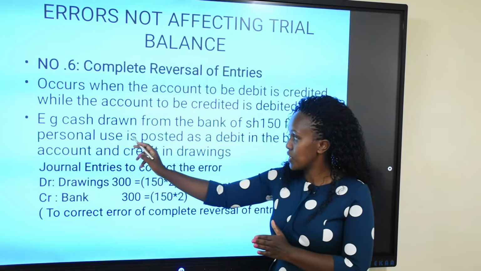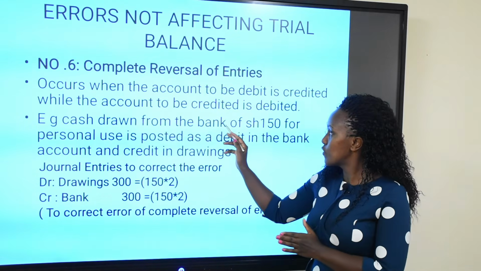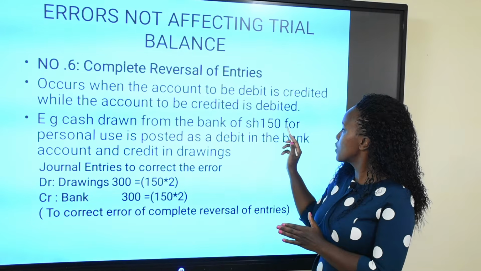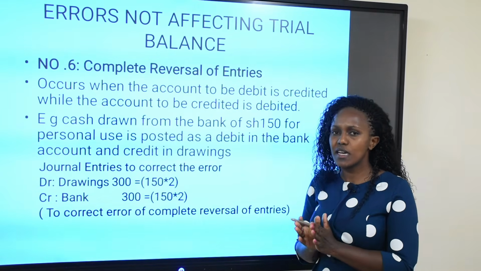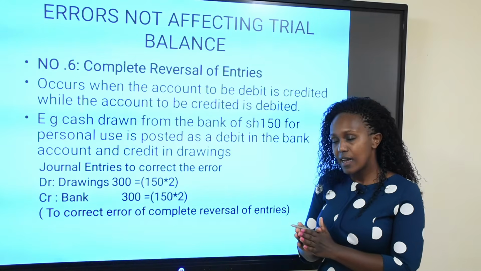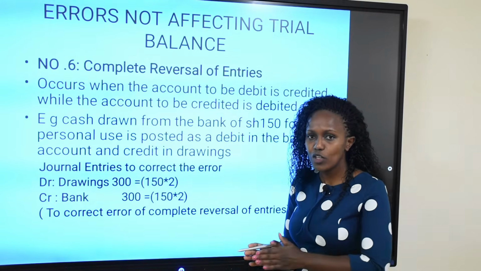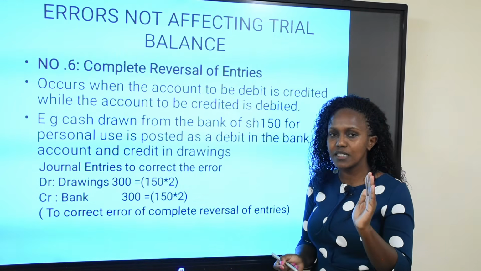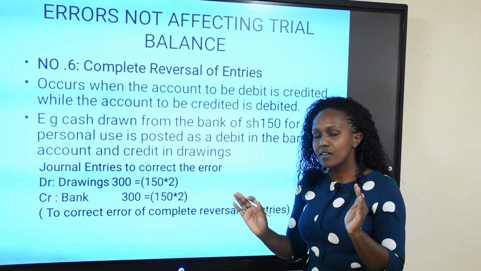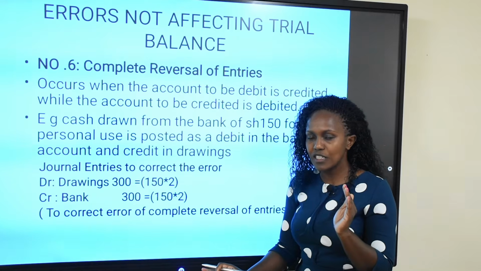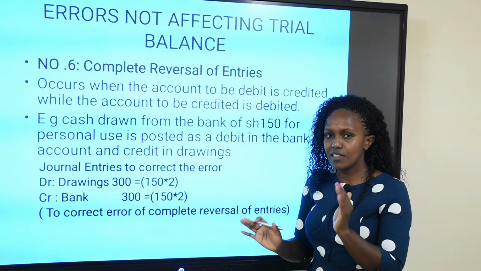Up to this point, we are saying cash has been drawn from the bank of shillings 150,000 for personal use. So the right thing to do is simply to debit drawings, credit bank. Drawings have increased. When drawings increase, you debit. Bank has reduced. When bank reduces, you credit, because it is an asset. That is the right thing to do.